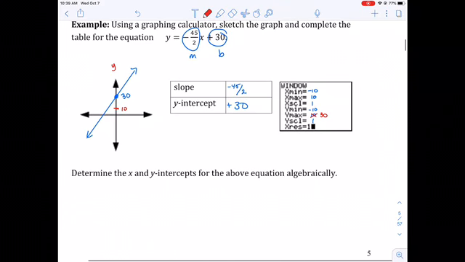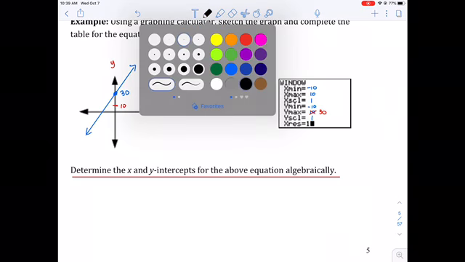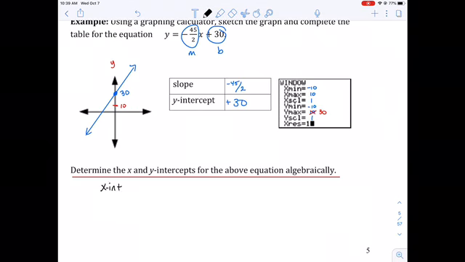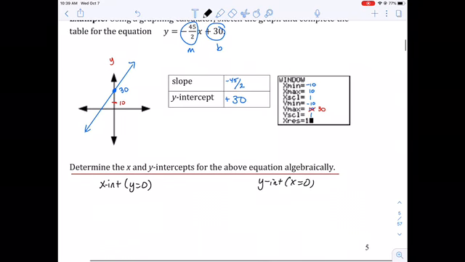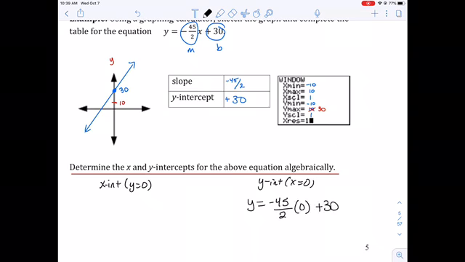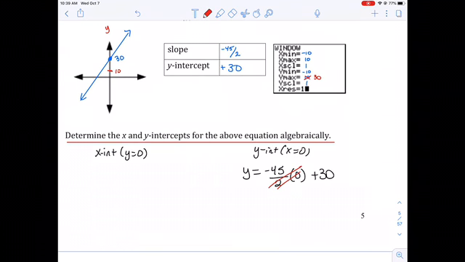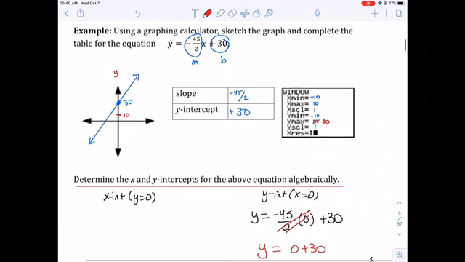And then the next question here says, determine the x and y intercepts for the above equation algebraically. Well, of course, if I want to find my x-intercept, I let y equal 0. And if I want to find my y-intercept, I let x equal 0. And actually the y-intercept is super easy because I can see that it's 30. And watch this, y equals -45 divided by 2 times 0 plus 30. Well, that's in fact our y-intercept right here, isn't it? Anything times 0 is equal to 0, so that's like y equals 0 plus 30. So y is equal to 30. And we knew that because we've got our equation there.